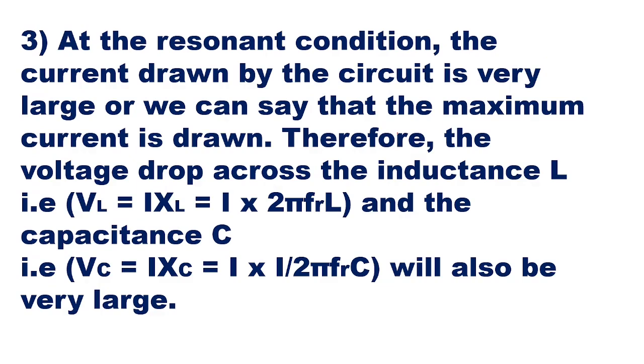Therefore, the voltage drop across the inductance L, that is VL, is equal to I XL, which is I into 2 pi F, that is the resonant frequency, into L. And for the capacitance, VC is equal to I XC, which is I into 1 upon 2 pi resonant frequency into C, and this will also be very large. So the voltage drops across L and C will be very large.